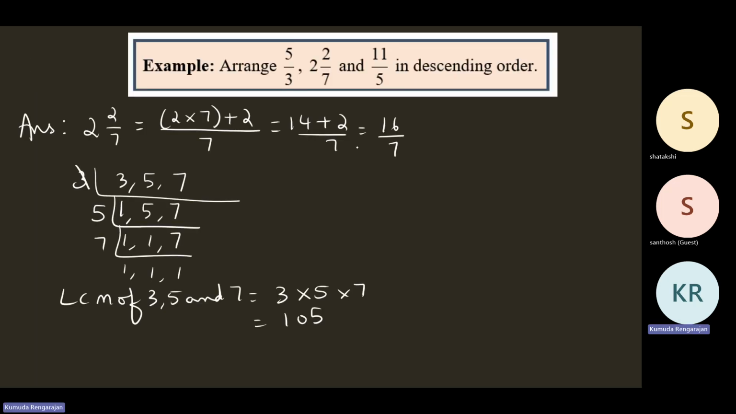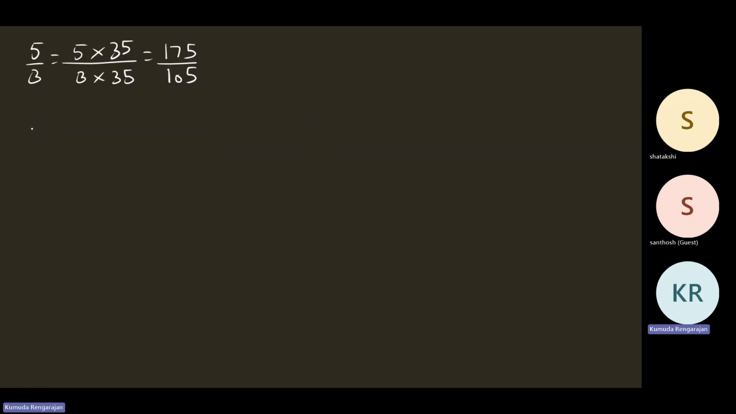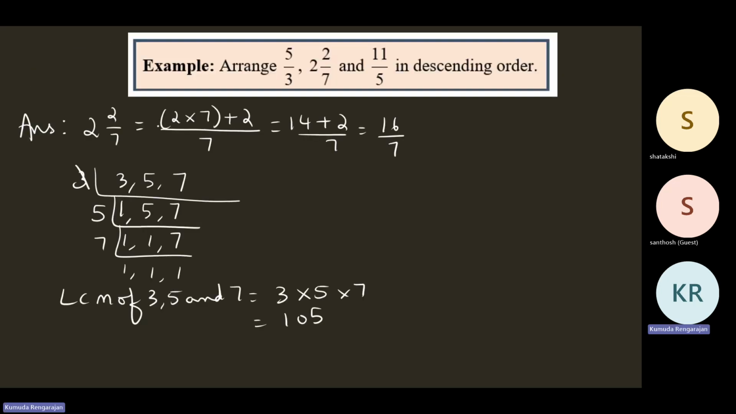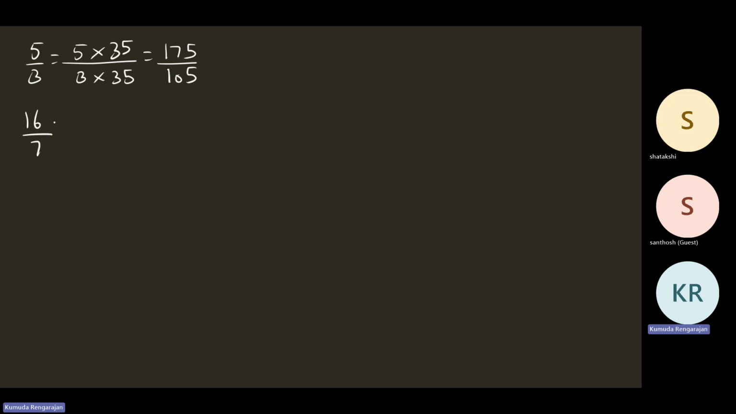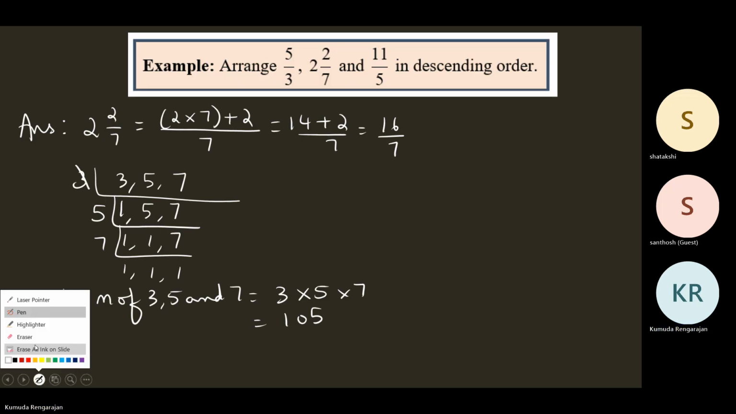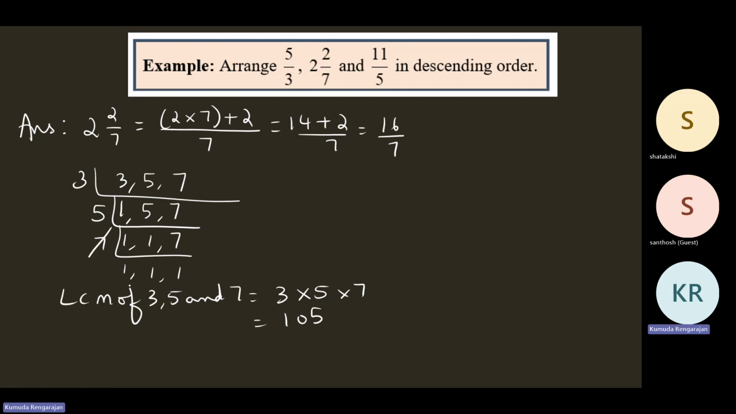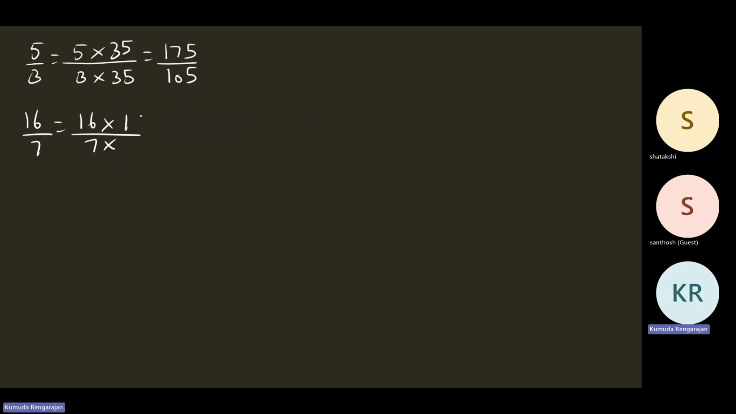Then take up the next fraction, which is 16 by 7. You can even convert that to a mixed fraction here. I've already done it. So again, 7 is the denominator. The remaining numbers are 3 and 5. Find the product. 3 5s are 15. So multiply the numerator and denominator by 15. All right.